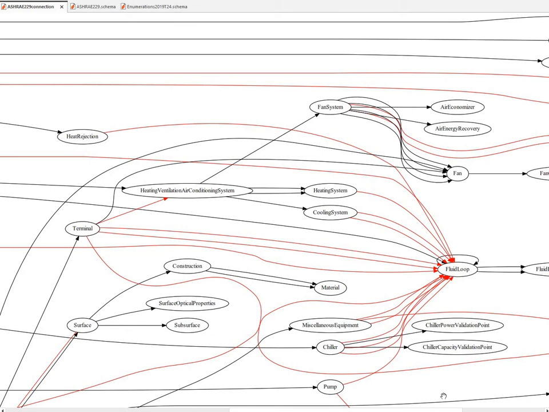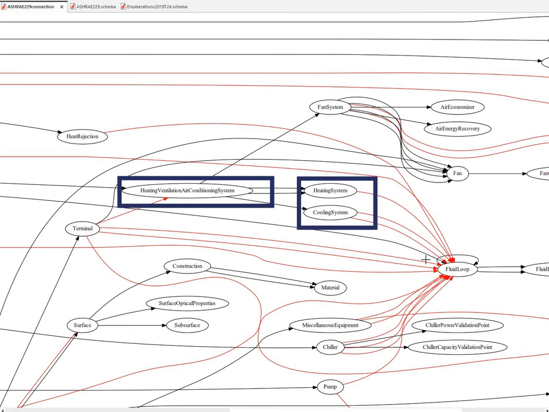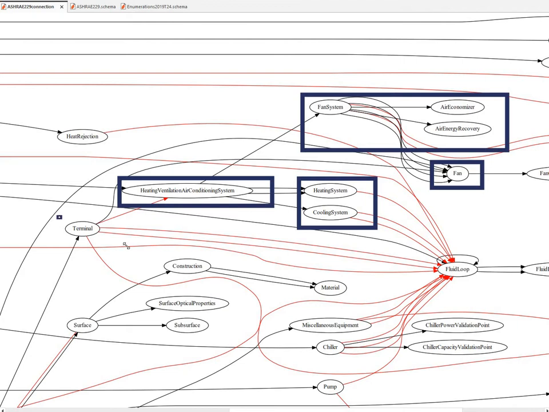So where we're starting today is on the heating, ventilation, and air conditioning system. So that's located right here in the center of your picture. And we're also going to cover heating system and cooling system. Nearby and very related to these are fan system, air economizer, and air energy recovery and fan, as well as terminal. So those we won't be covering today, but we will be covering them in upcoming videos. What you might want to note is that the terminal references back to the HVAC system.